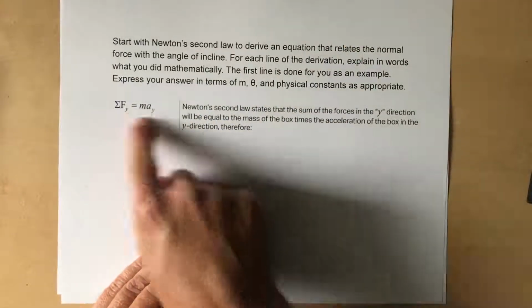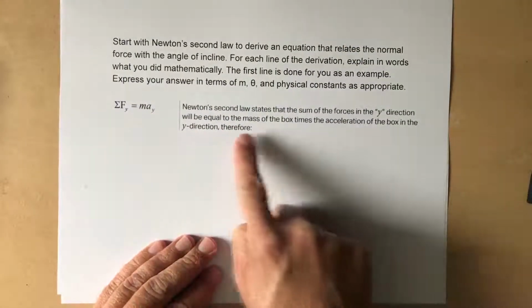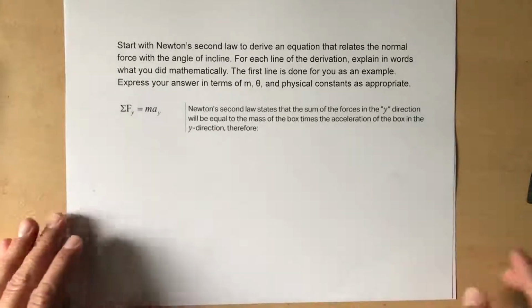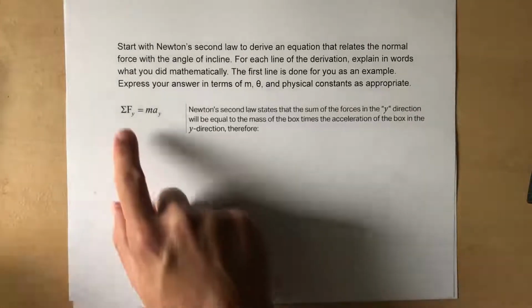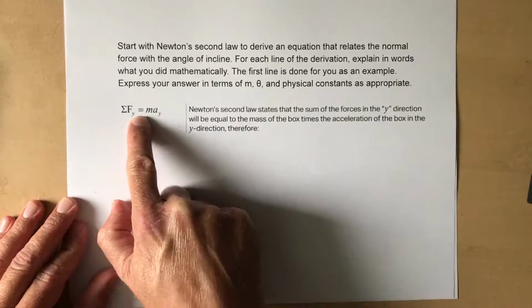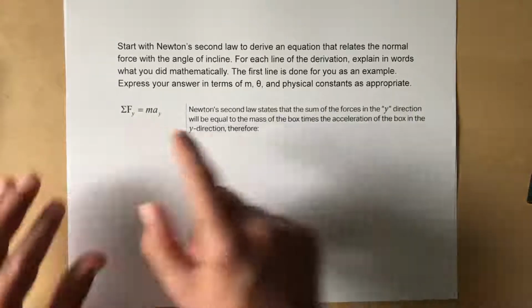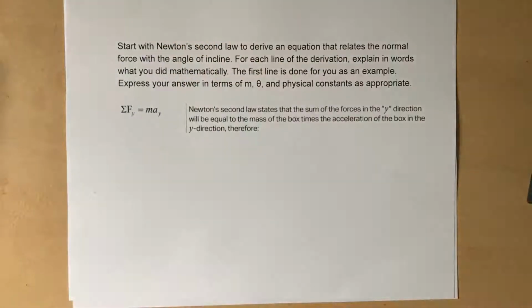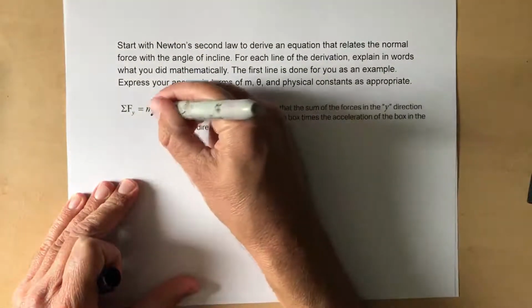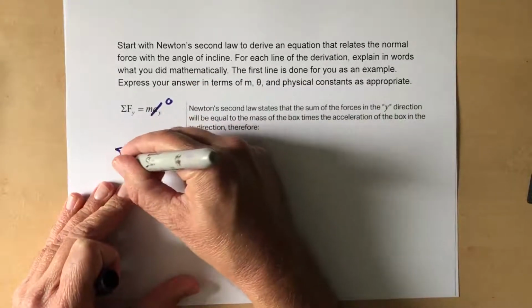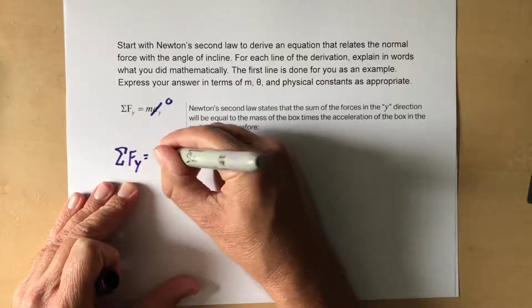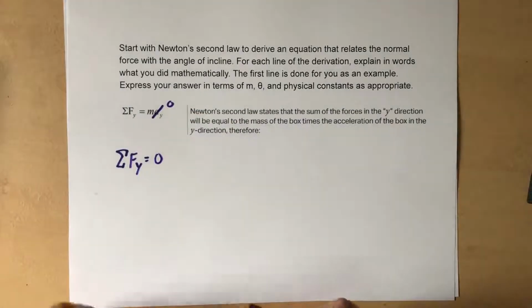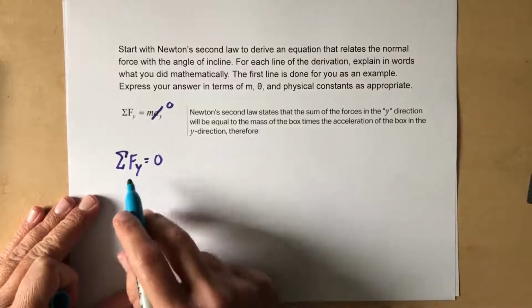For each line, write the mathematical statement and then write out your description. I'm just going to say the description to save us time. They began with this: the sum of the forces in the y direction is equal to the mass times the acceleration in the y direction. Well, it's not accelerating off of or into the plane. So our next line can be that this is basically 0. The sum of the forces in the y direction is equal to 0 because the acceleration in the y direction is equal to 0. Next, the sum of the forces means add up all those forces there.